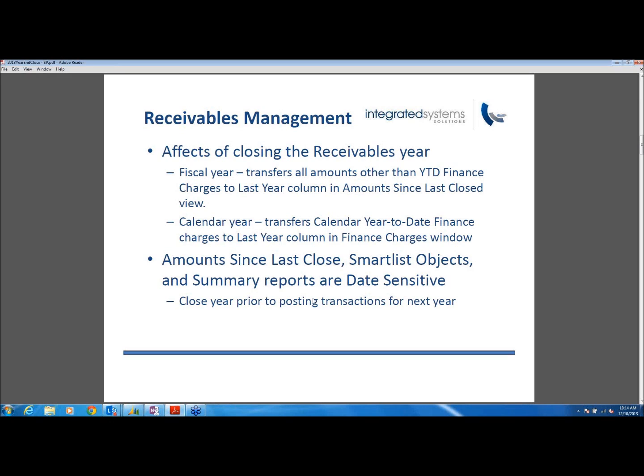However, if your fiscal year is different than your calendar year, you can run them independently. When you close the fiscal year, it transfers all the amounts other than the year-to-date finance charges to the last year column in the amount since last close view. And when you close the calendar year, it transfers the calendar year-to-date finance charges to the last year column in the finance charges window.